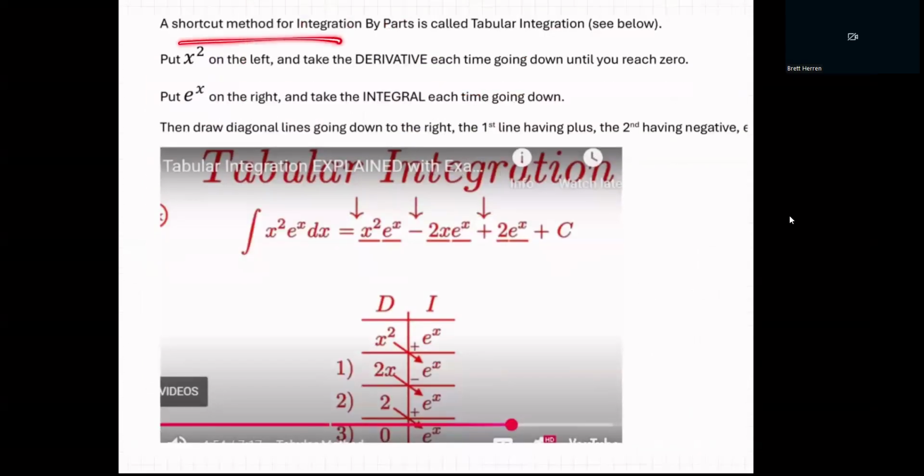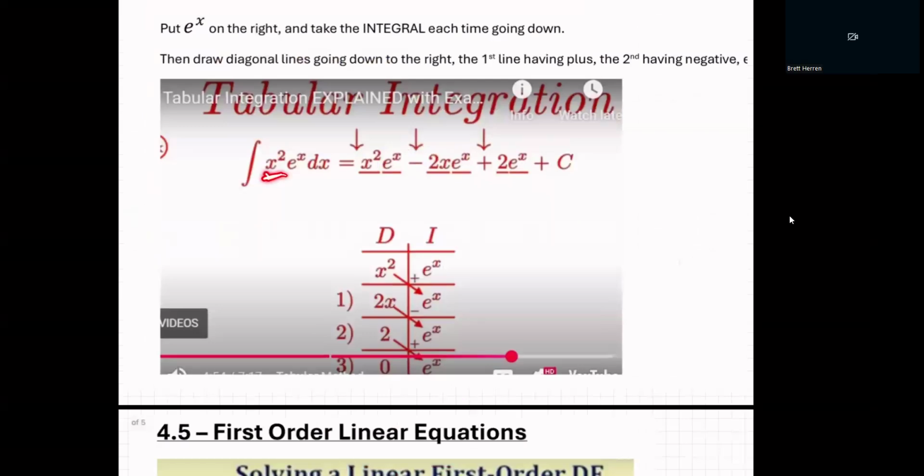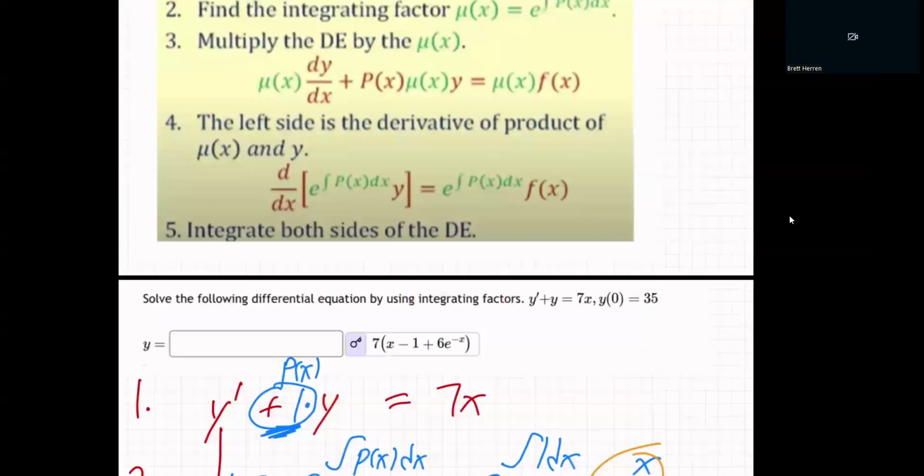It's a shortcut method. All you have to do is take the first thing, x squared, or in our case just x, and then the second thing. On the left side, you take the derivative of x squared, 2x, derivative again, 2, derivative again to get all the way down to 0. On the other side, do the integral, integral, integral. Then put diagonal lines and put plus, minus, and that'll be your by parts integration.